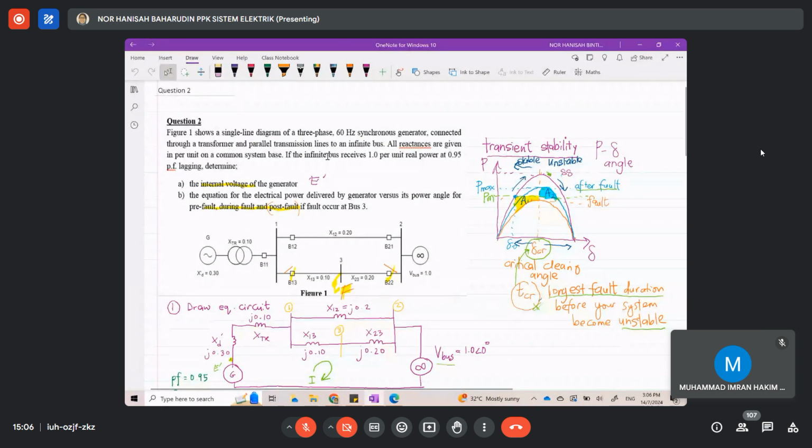If the infinite bus receives 1 per unit real power at 0.95 power factor lagging, you have to determine the internal voltage of the generator, E prime.